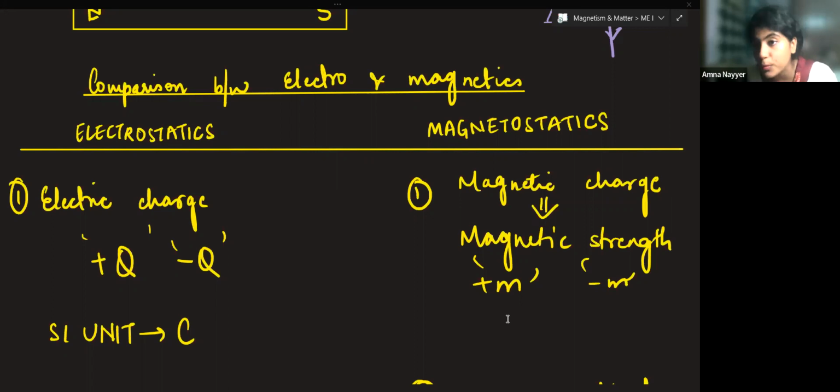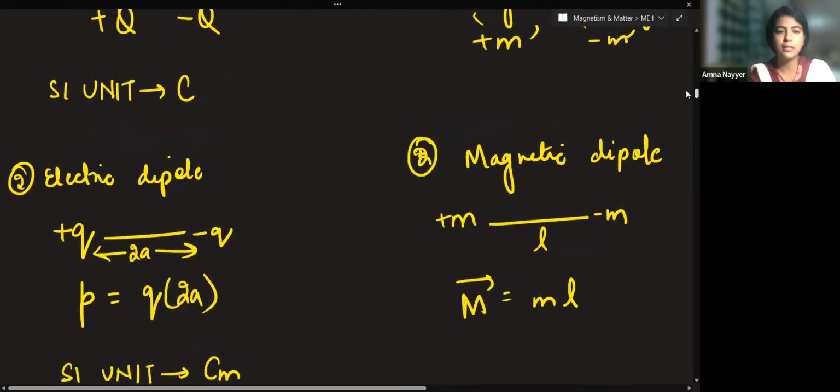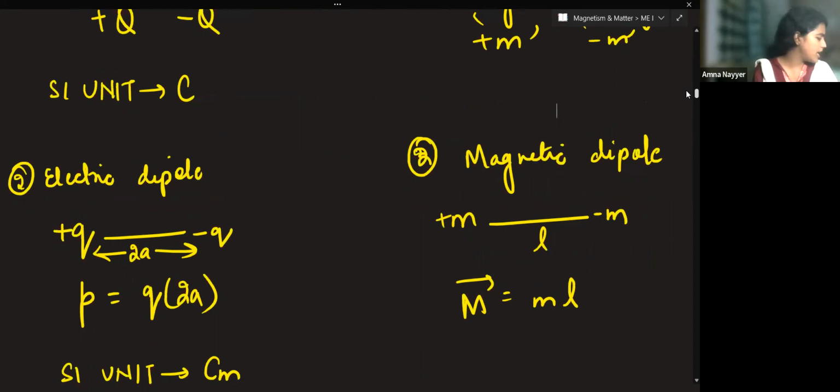Signs have to be opposite when you're dealing with dipoles. Similarly, the formula of electric dipole is the magnitude of one of the charges multiplied by the separation between them. So Q multiplied by 2A. Magnetic dipole is the strength of the magnetic field, that is your magnetic charge, multiplied by the length they possess between each other.